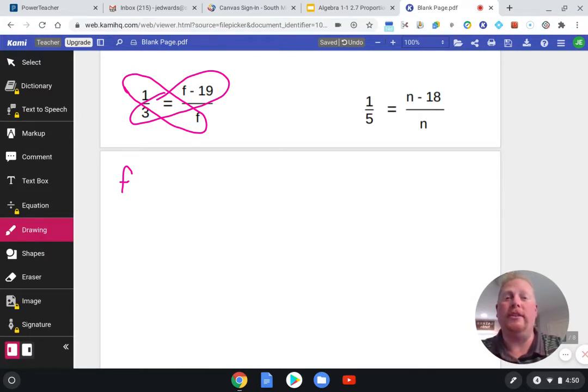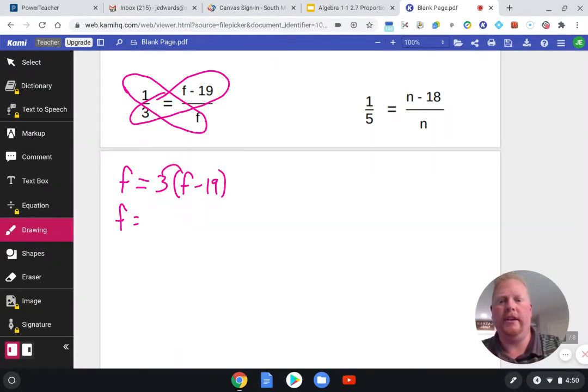I'm going to illustrate this in a way that hopefully will prevent unnecessary mistakes. If I do 3 times (f minus 19), notice when I set it up like that, something should automatically spring to your mind. You should look at that and say, oh, I have to distribute. Because if you have more than one term in a numerator or denominator, you can't just do 3 times f and then bring down the 19. That 3 is multiplying everything, the f and the 19.